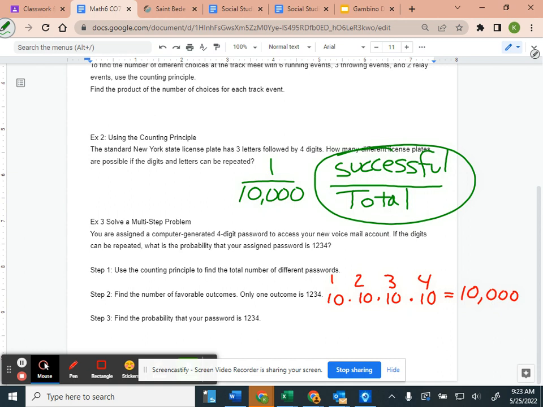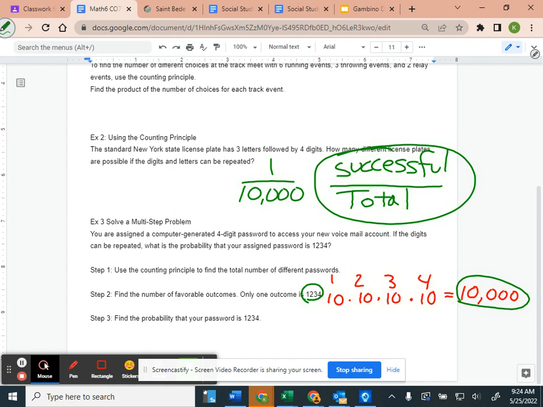So we had to find our total outcomes. The total outcomes was 10,000. Then we had to figure out that for 1, 2, 3, 4 there's only one outcome. And so plug it into your formula. It did not say that it needed to be a percentage, so I would accept it as 1 over 10,000. You could put it in a percentage, you could put it in a decimal.